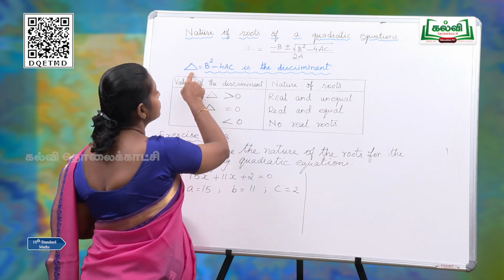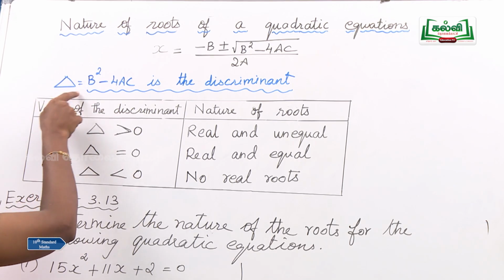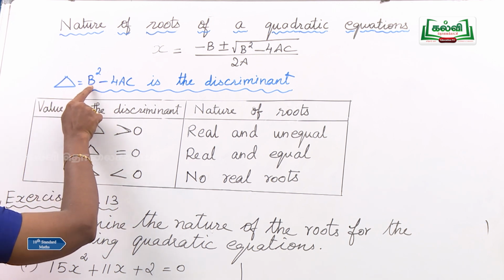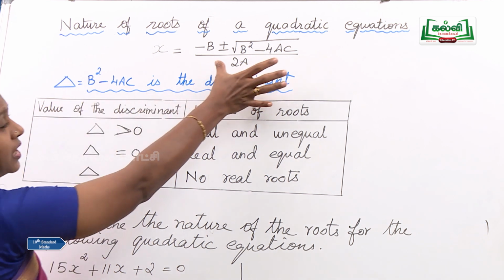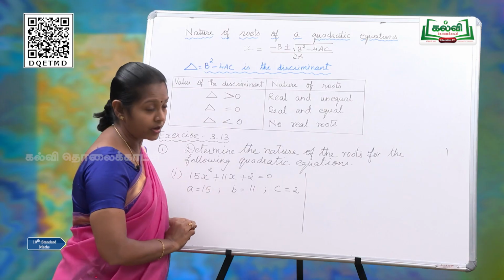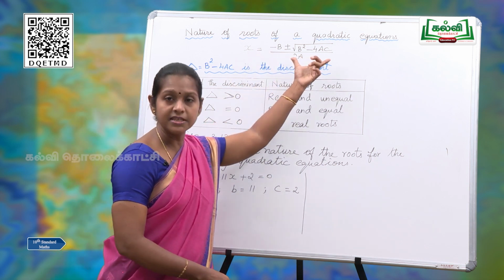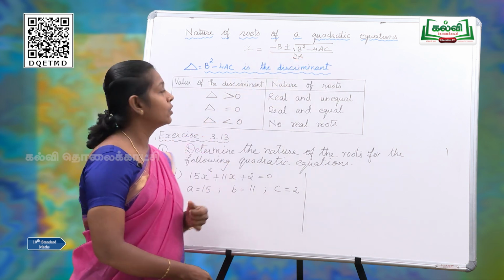Now, listen. That will usually be denoted by delta. It is like a small triangle symbol. So, delta equals what? b squared minus 4ac. That means the term which is in the square root. That is called the discriminant. So, this discriminant will decide the nature of roots.